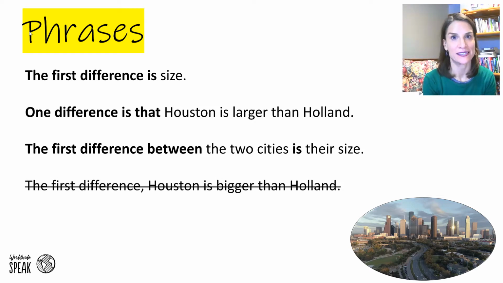And here's a mistake that I see a lot. There are two things wrong with this one. The first difference, comma, Houston is bigger than Holland. Okay, first of all, I don't need a comma. And secondly, I do need the word "is". It should be the first difference is Houston is bigger than Holland. And to make something even more clear when you write, we often use the word "that". The first difference is that Houston is bigger than Holland. And this is a really nice way to write this sentence.